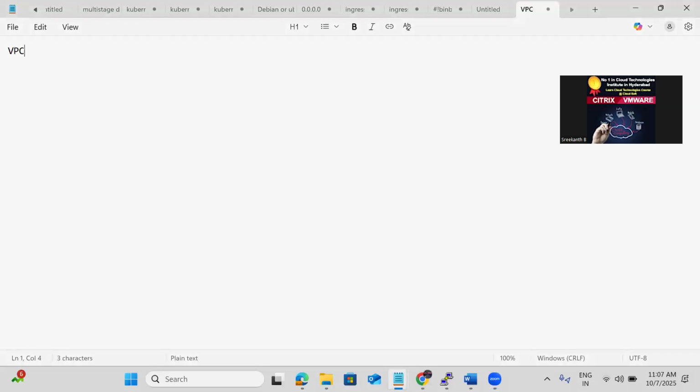So now here we have VPC. VPC stands for Virtual Private Cloud. Our own isolated network we can create in the AWS cloud.